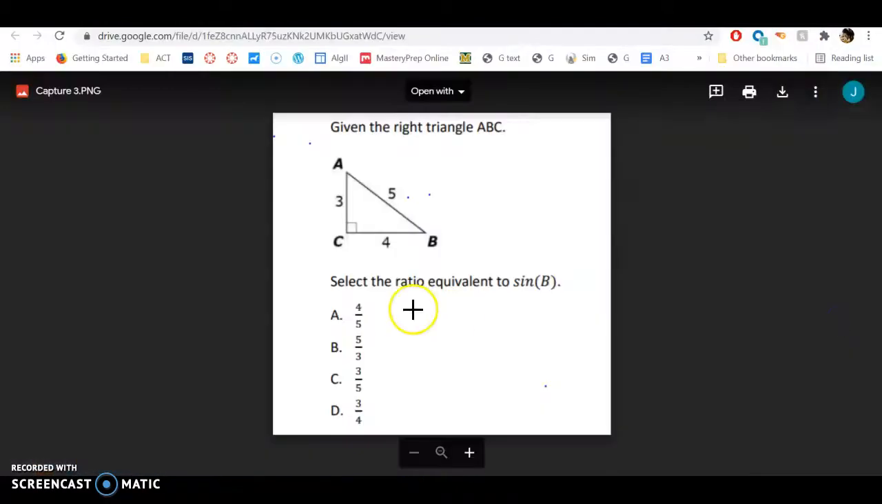Cool. So the answer to that one is C. Nice job, everybody. Good work.